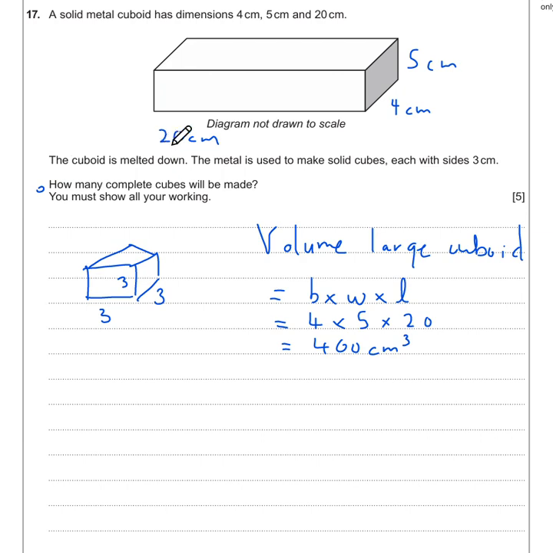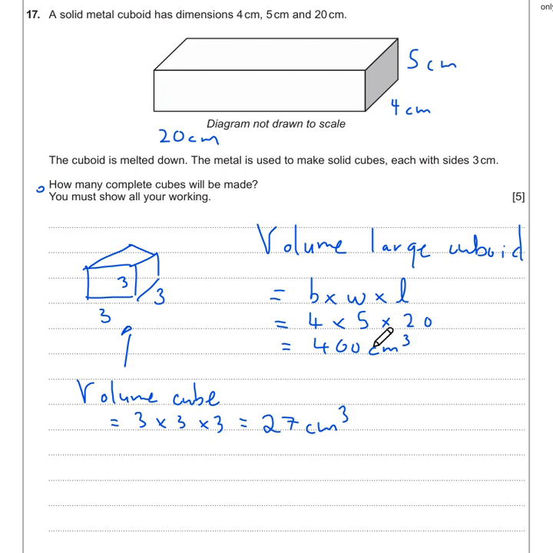So the cuboid is melted down. The metal is used to make solid cubes, each with side 3 centimeters. Okay, so let's work out the volume of this cube. So very similar here. We've got base times width times length. This time they're all 3, aren't they? So 3 times 3 times 3, that is going to give us 27 centimeters cubed.